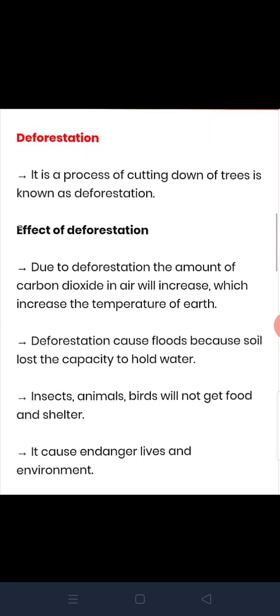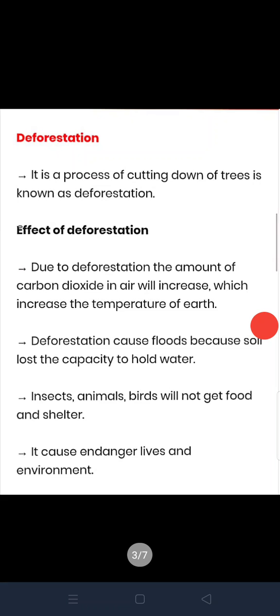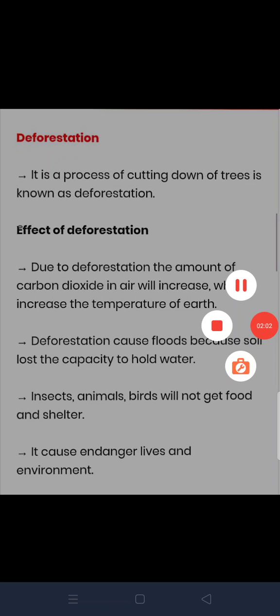As you all know, trees and plants are very important, as their roots hold the soil. So if deforestation takes place, the soil will lose its capacity to hold water and soil. Insects, animals and birds will not get food and shelter. If deforestation takes place, where will these insects, animals and birds go, as the forest is a shelter for them? It endangers lives and the environment. So deforestation is a major threat to the environment.